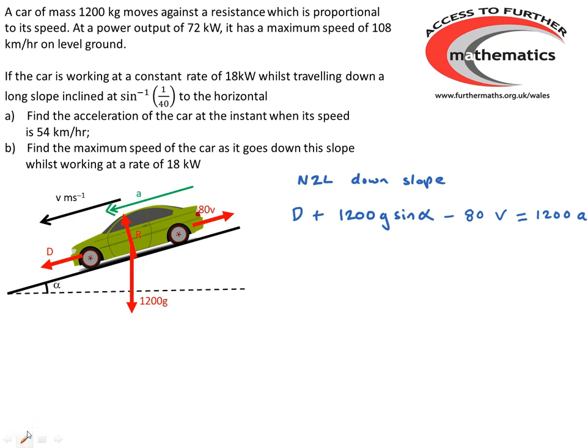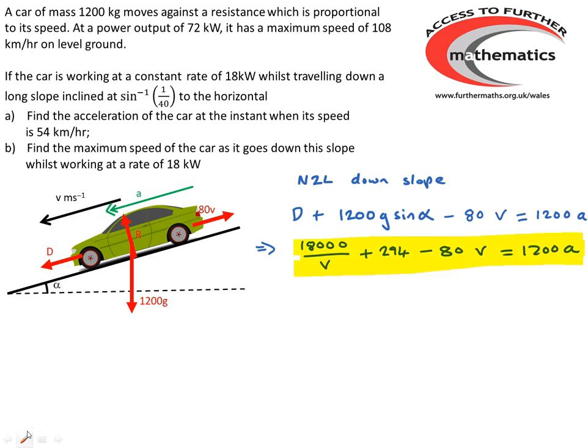We know the car is working at 18 kilowatts, so the driving force must be 18,000 divided by v, where v is the speed of the car in meters per second. So the equation we've just got for Newton's second law can be rewritten as 18,000 divided by v plus 294 minus 80v equals 1200a. And this equation will be absolutely the key equation as we try and answer both part A and part B.